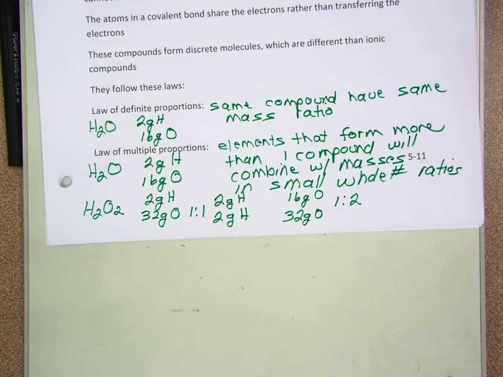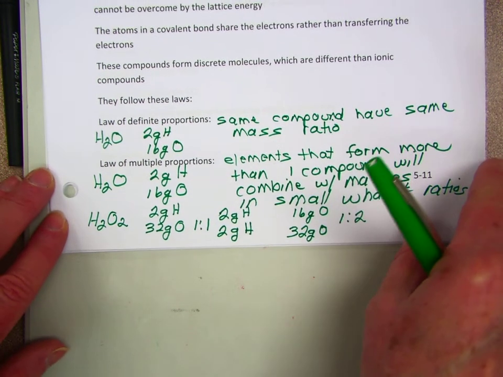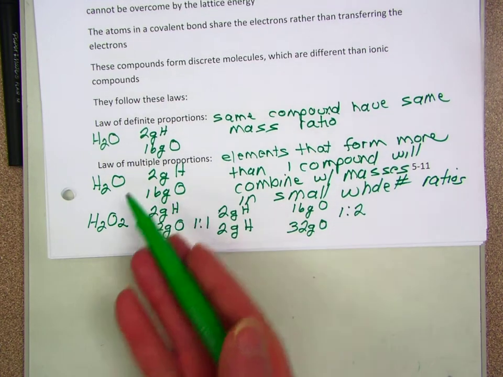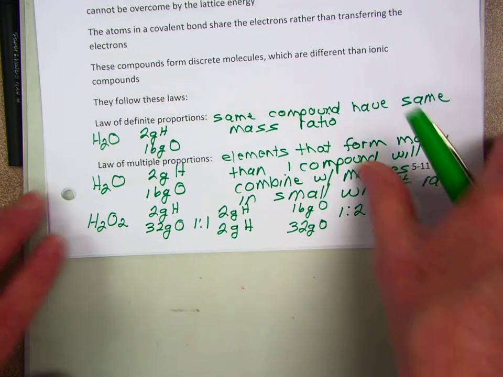So when this was discovered, this is what led John Dalton to figure out that elements came in little building blocks, and he called them atoms for the atomic theory. So I think that's kind of cool to think about it historically and look at how this goes together. So we have H2O, water, H2O2, hydrogen peroxide.